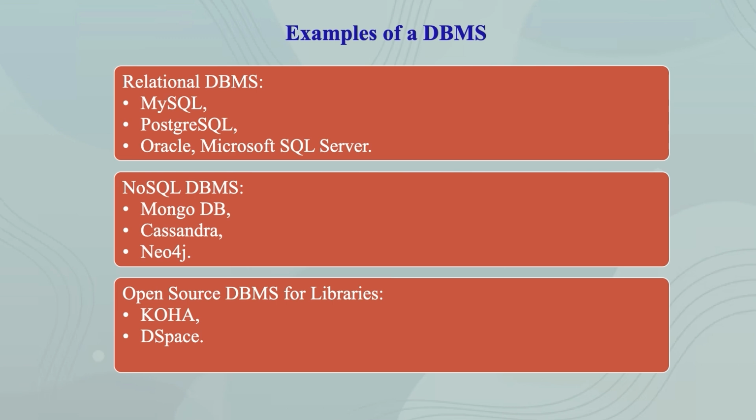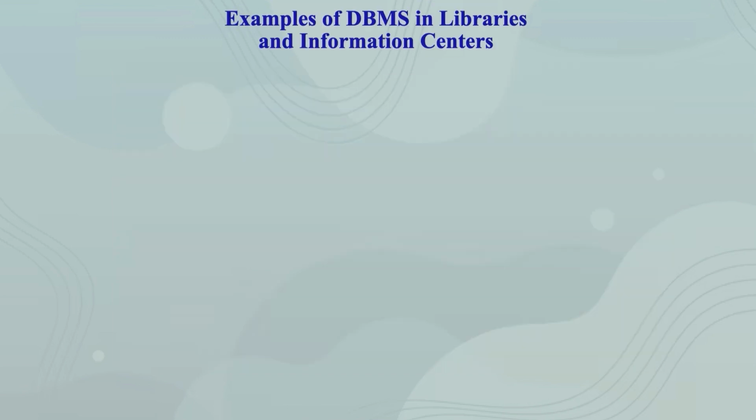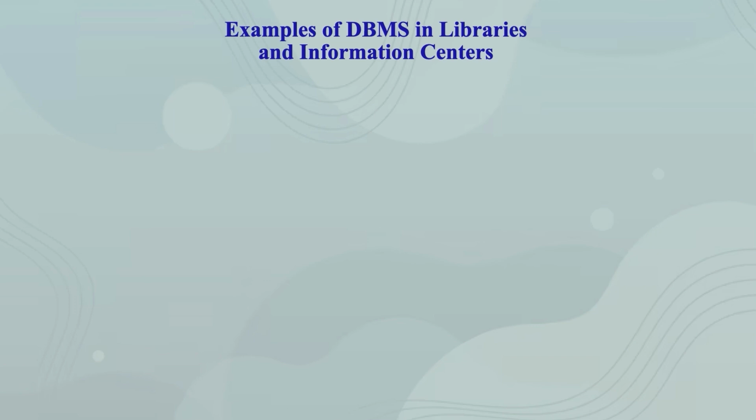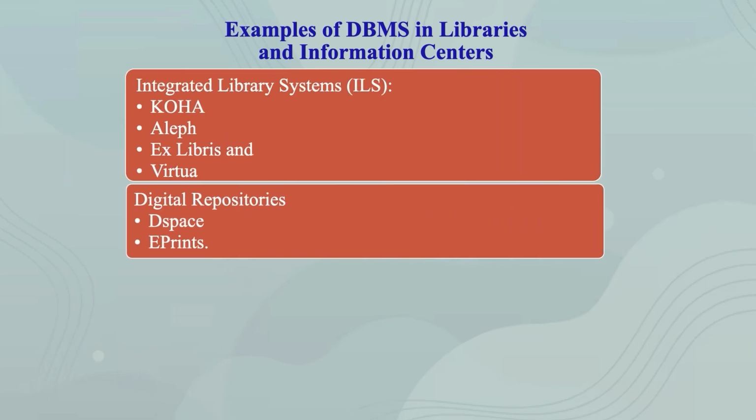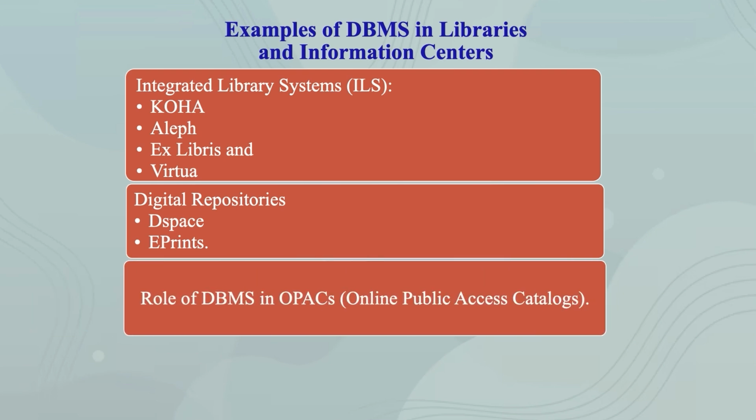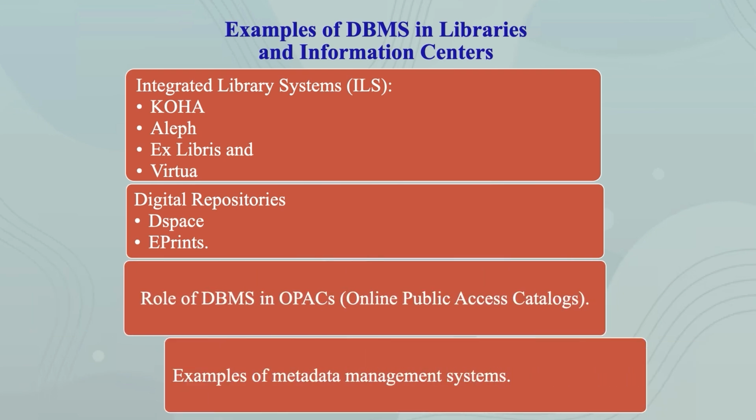NoSQL DBMS include MongoDB, Cassandra, and Neo4j. Open source software for libraries includes DSpace and Koha. Integrated library systems include Koha, Alma, Ex Libris, and Virtua; a lot of software is there. Digital repository software includes DSpace and EPrints. Next, the role of DBMS in the OPAC, the online public access catalog, and examples of metadata management systems.